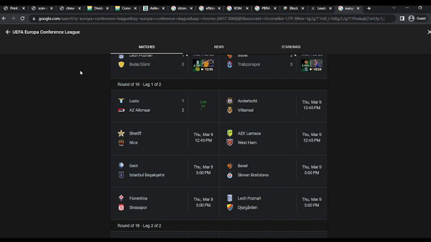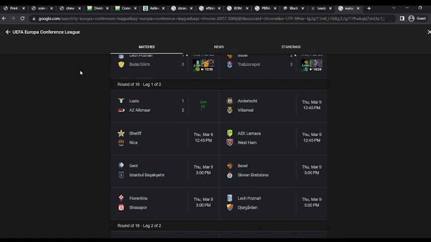Anderlecht versus Villarreal. Anderlecht, they had to come back against, wasn't it an Azerbaijani team like Qarabağ. So I'll go with Villarreal. Sheriff and Nice, Moldova. I'll go with Nice. I mean, of course, Sheriff had that really impressive Champions League run. Well, not run, but they beat Real Madrid a couple years ago in their first Champions League showing. So I'm still going with Nice.